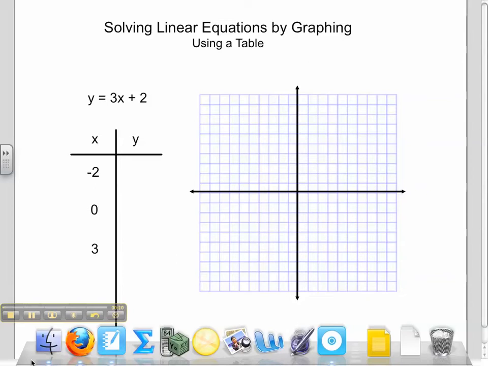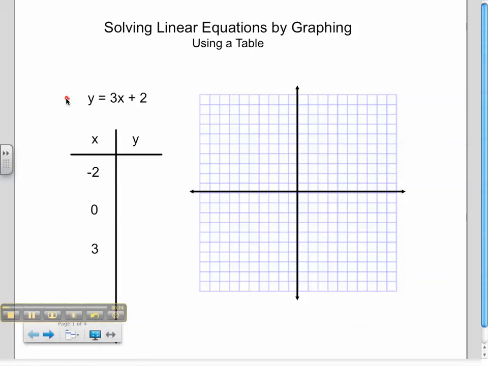A linear equation is an equation in two variables to the first degree, meaning there's no exponents. When graphed, it will form a straight line. Our first equation we're going to look at is y equals 3x plus 2.